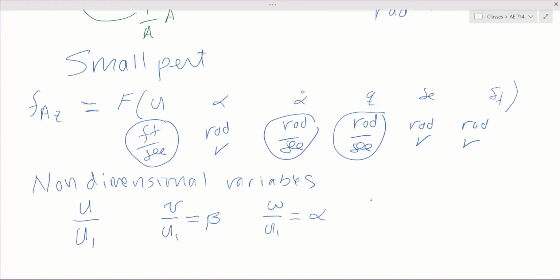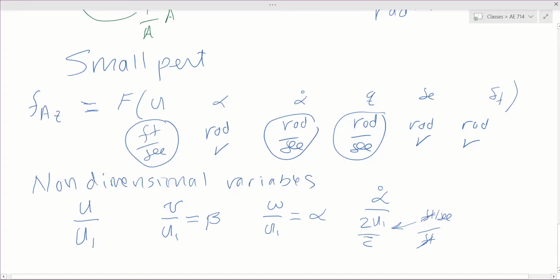And then it gets serious because we divide alpha dot by 2 u1 over c bar. Alpha is a longitudinal variable. C bar is a longitudinal characteristic dimension. Forward speed, does this get rid of the units? Here we got feet per second divided by feet. So we get 1 over seconds and it becomes unitless.